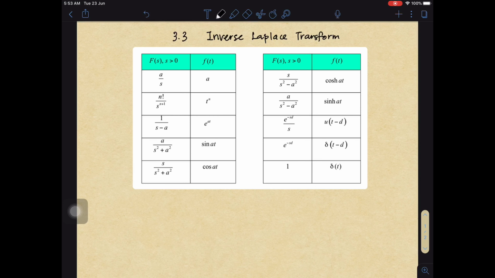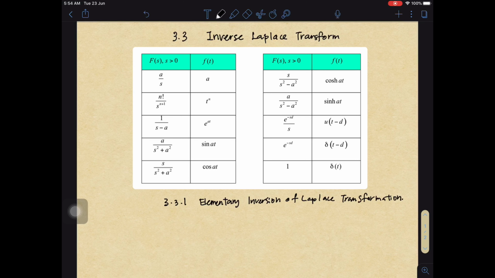Hello everyone, and good day. Today we'll continue with the next subtopic, which is 3.3, inverse Laplace transform. What we will see today is subtopic 3.3.1, the elementary inverse of Laplace transformation. Today we will see how to do inverse Laplace transformation by referring to the table.